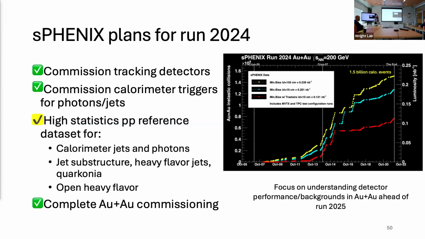And the last thing that was really a goal for 2024 was to finish the commissioning in gold and be ready for 2025 next year. So here I have a similar plot to the one I showed before. You'll notice that the slope is all over the place. And this is because the focus was really on commissioning. It was on understanding backgrounds in the detectors and understanding performance.